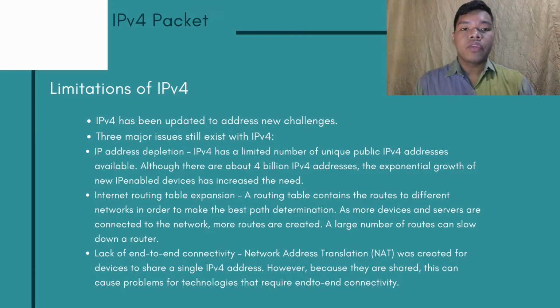Second, internet routing expansion. A routing table contains the routes to different networks in order to make the best path determination. As more devices and servers are connected to the network, more routes are created. A large number of routes can slow down a router. And third, lack of end-to-end connectivity. Network Address Translation, or NAT, was created for devices to share a single IPv4 address. However, because they are shared, this can cause problems for technologies that require end-to-end connectivity.